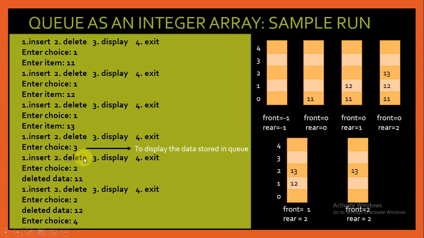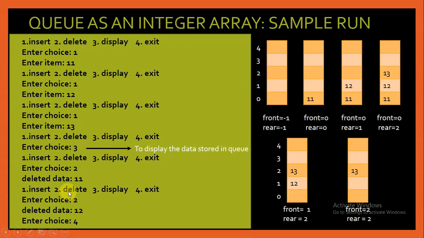Now the menu will be displayed again, and this time suppose I want to delete an element, so I'll input the choice 2. So only the element which is present in the first position can be deleted. So it will delete the element 11 from the queue, and you can see here now front is incremented by 1, and it will become 1, and rear will remain the same. So rear is 2.